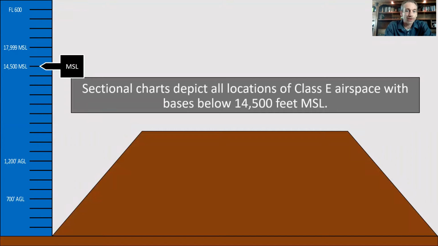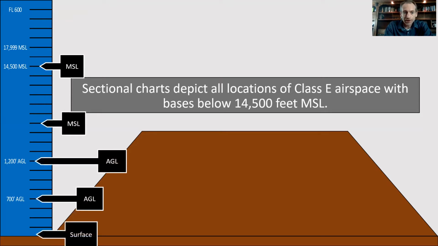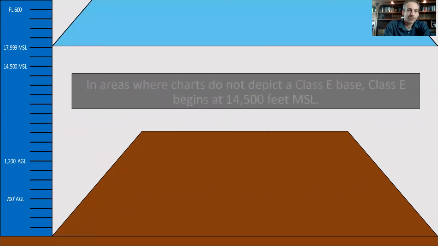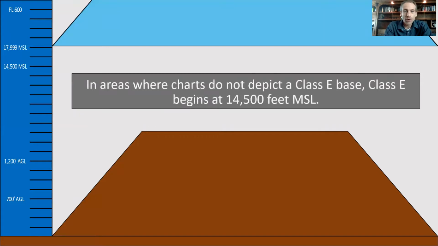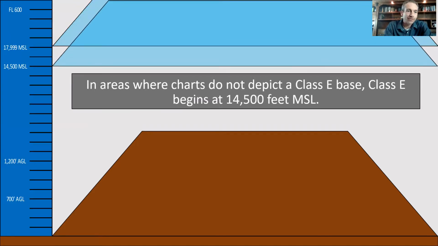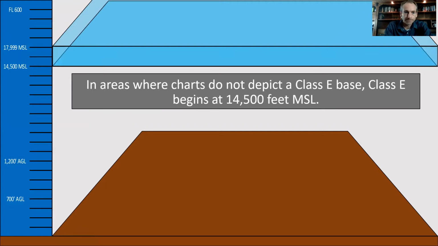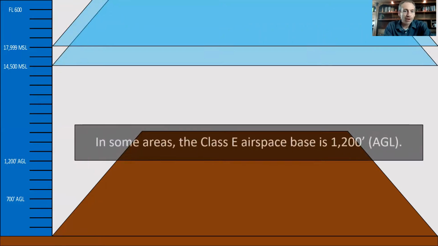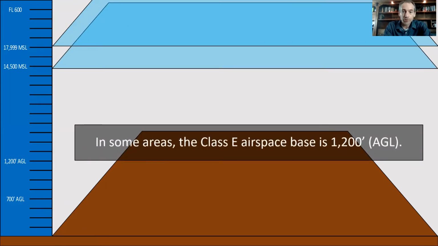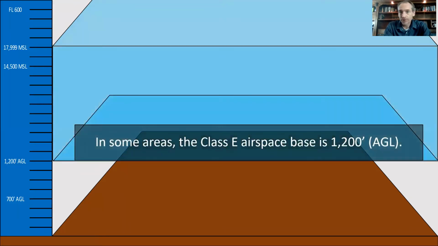Sectional charts are going to depict all locations of Class E airspace with bases below 14,500 MSL. And you're going to see that mostly at 1,200 AGL, 700 feet AGL, or at the surface. In areas where charts don't depict any Class E base or Class E floor, your Class E is going to begin right at 14,500 MSL, right? In some areas, the Class E airspace base is at 1,200 feet AGL, and that's actually going to be the most common.